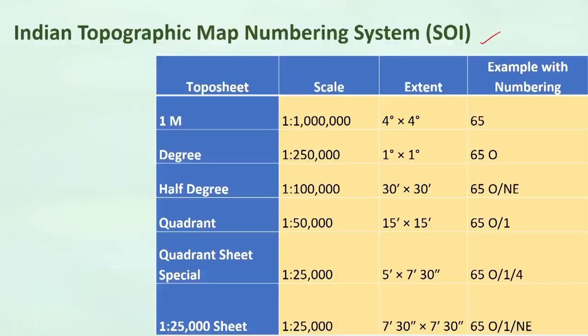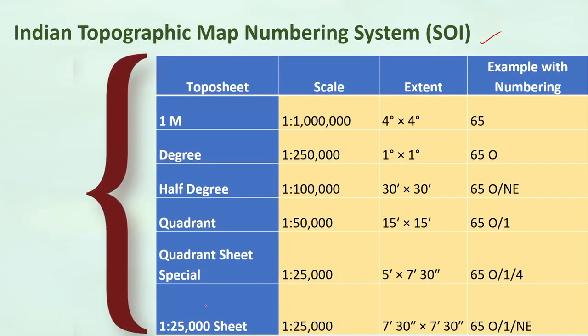Now, in this case, when we consider Survey of India, excluding other nations' contribution in the preparation of topographic sheets, India prepares hard copy topographic sheets, and also, as I showed you, open series maps digitally. This table relates to hard copy topographic sheets. Survey of India prepares topographic sheets in 6 different scales. Okay. First is the 1 million topo sheet.